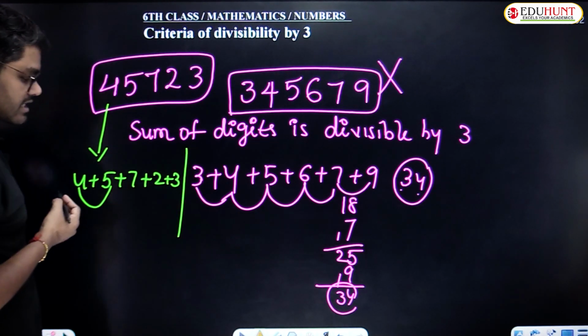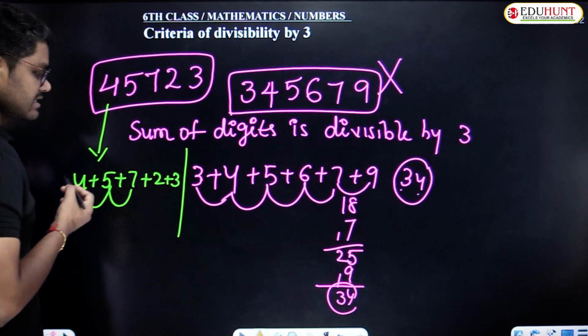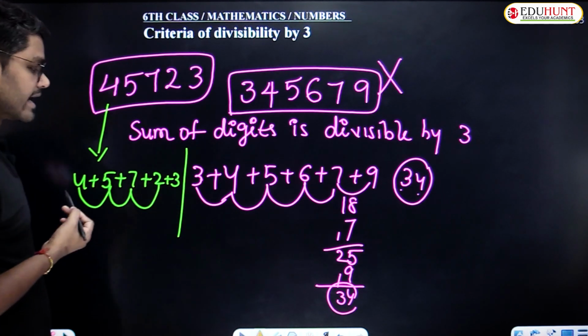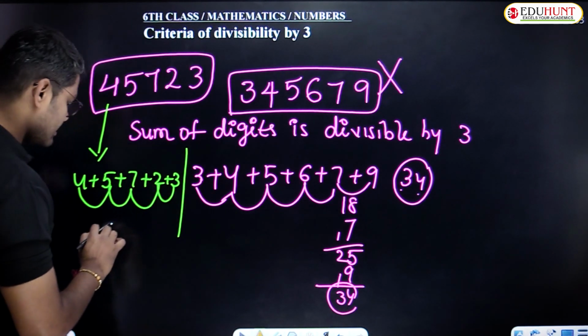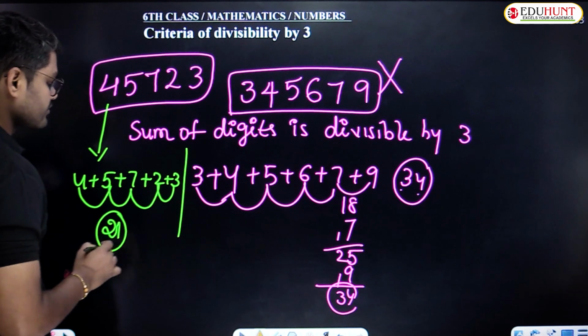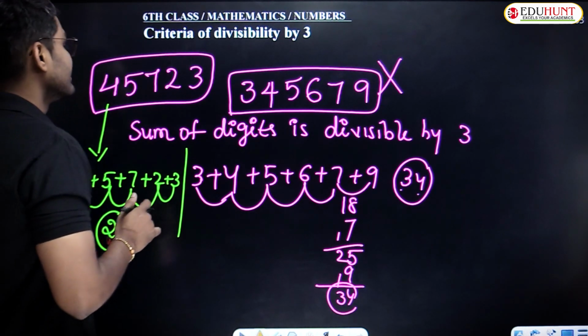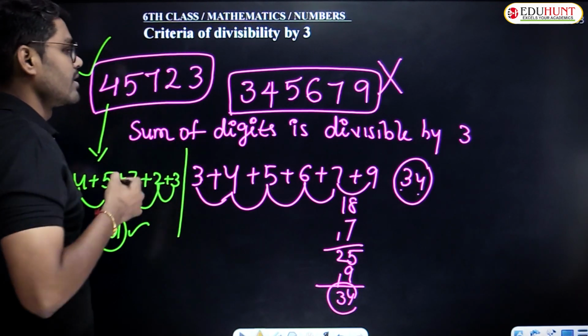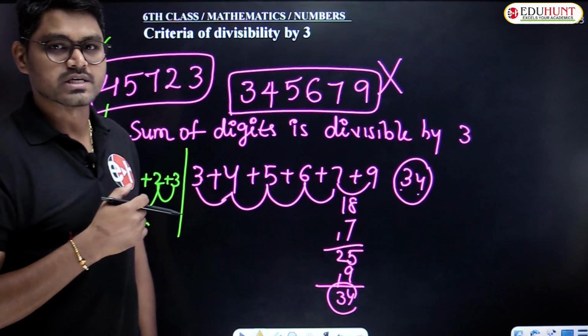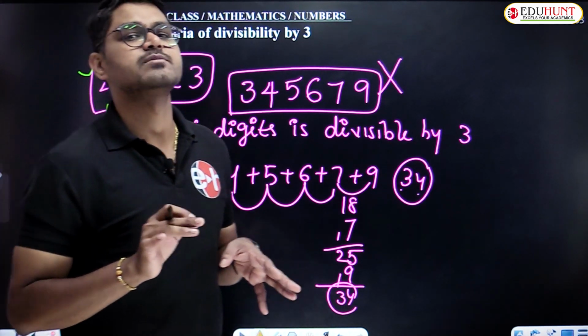4 plus 5 is nothing but 9. 9 plus 7, 16. 16 plus 2, 18. 18 plus 3 is nothing but 21. This 21 is divisible by 3. Then this whole number is divisible by 3. Okay, students, did you understand what the 3 divisibility rule is?